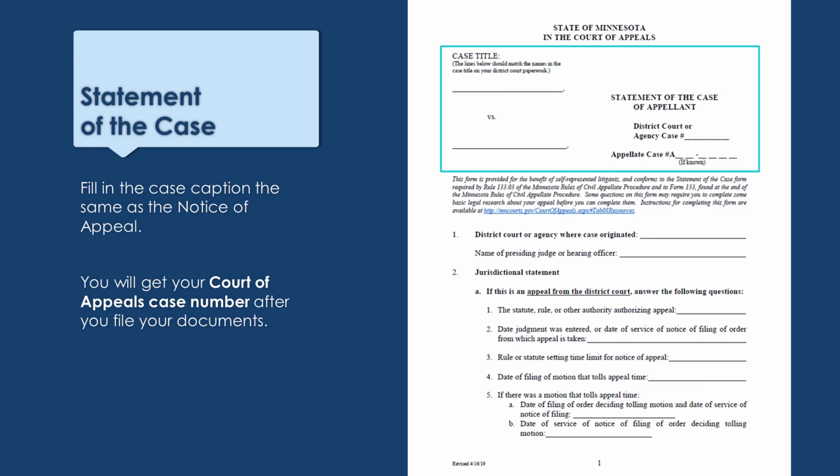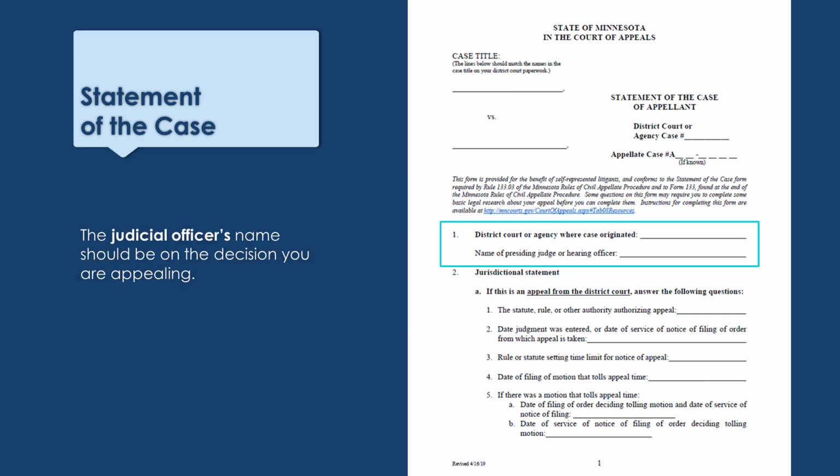Let's start at the top. Once again, fill in the caption just like you did on the Notice of Appeal. You will not get an appellate case number until you file your documents, so you can leave that blank. For question 1, fill in the county where your case was decided.